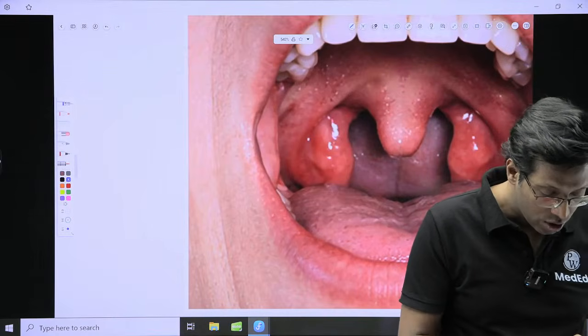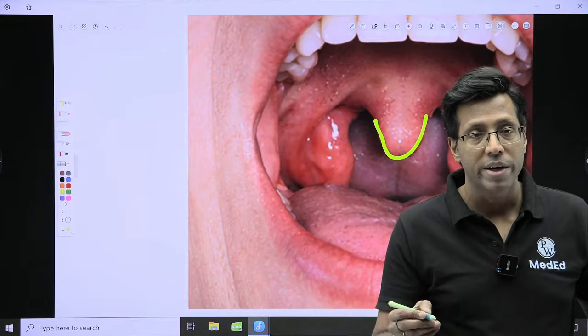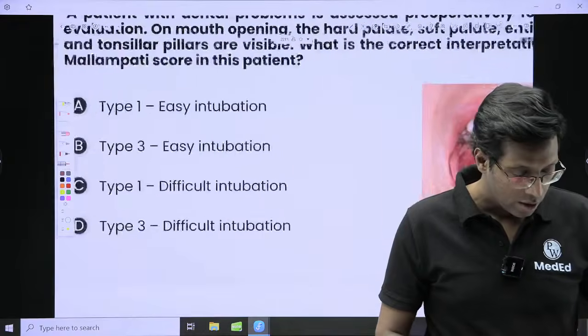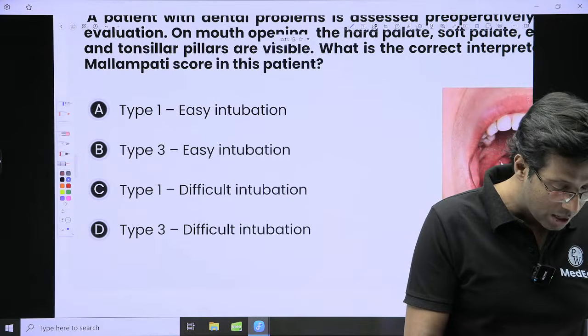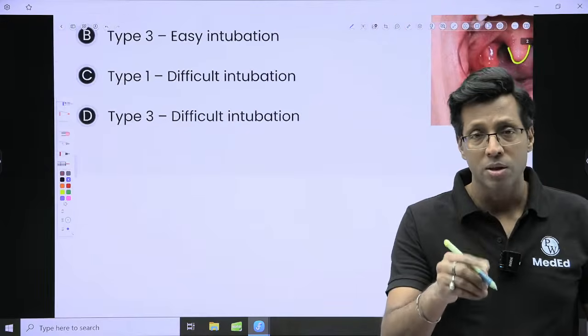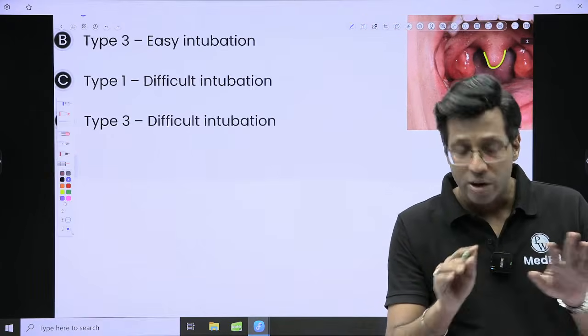In the image, you can see the complete uvula. As soon as you see the complete uvula, I think everyone has given me the answer 1. Correct. So here the correct answer is option A, type 1 easy intubation. When you're speaking about Mallampatti, this is one of the most important questions that comes in the exam. I'll not go into too much detail. We'll try to finish off fast.